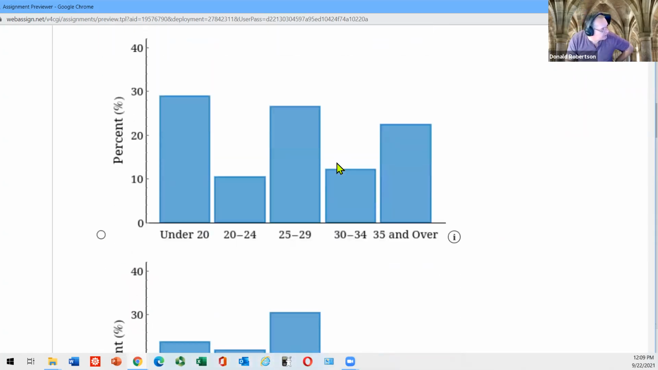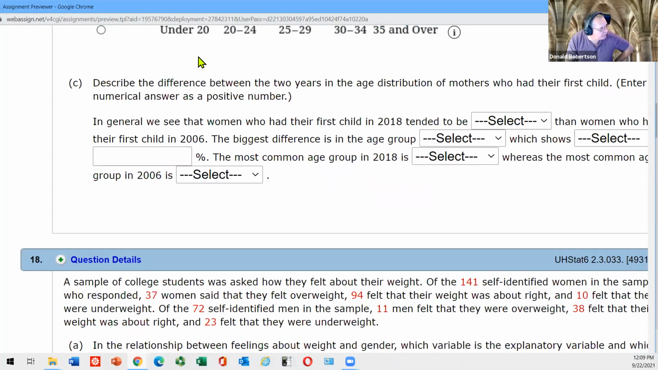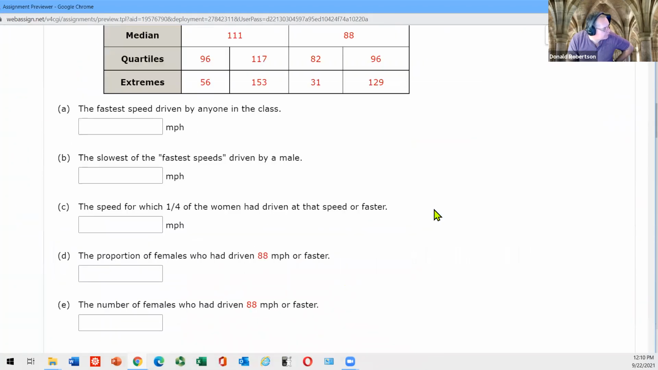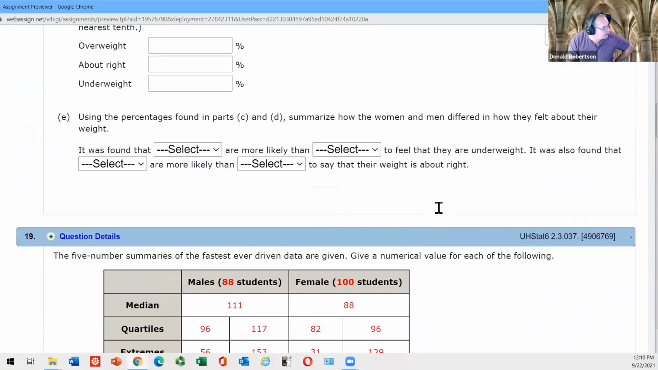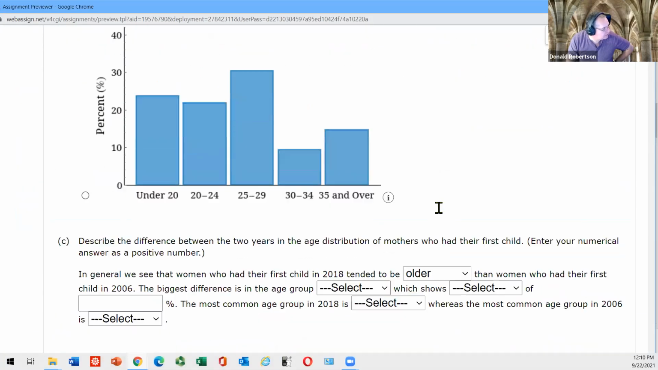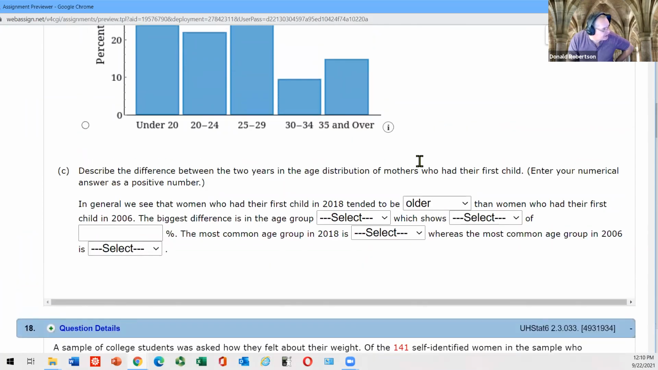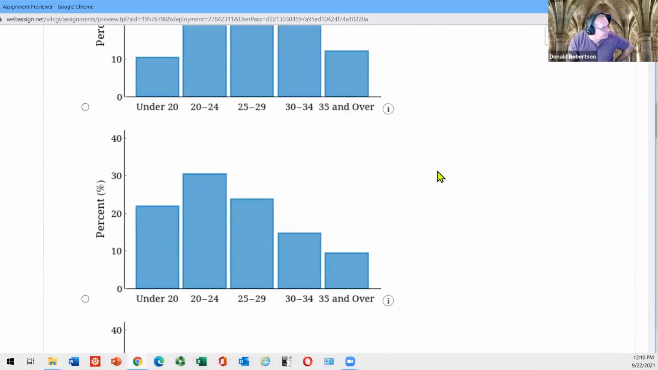And then they go down here at the end, and it's one of those pick from a selection, right? In general, we see that women who had their first child in 2018 tended to be older. I might have to shrink this back a little bit. I lost that question. Yeah, where has it gone? Tends to be older than women who had their first child in 2006. The biggest difference is in the age group. Now, what's the biggest difference?